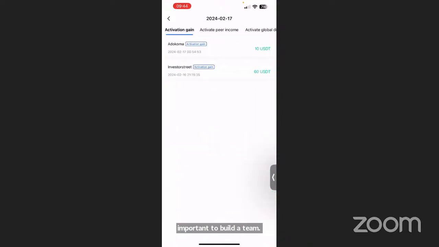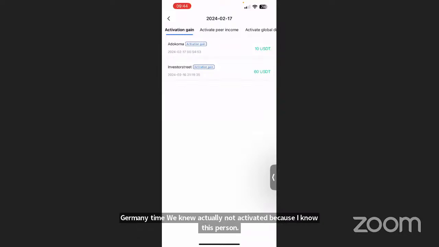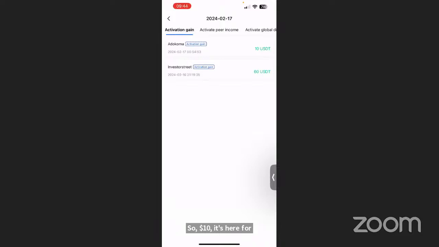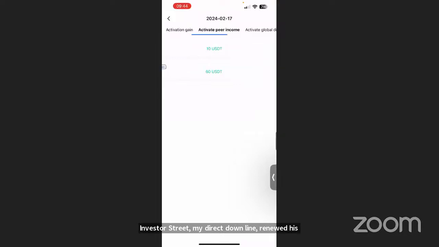Activation gain. One person activated around 12:54 Germany time, renewed actually, not activated, because I know this person. So $10 is here for me because she's under one of my third rank members. Investor Street, my direct downline, renewed his account. I made $60, like no man's business. Whilst people are already home, you are earning money in your home.